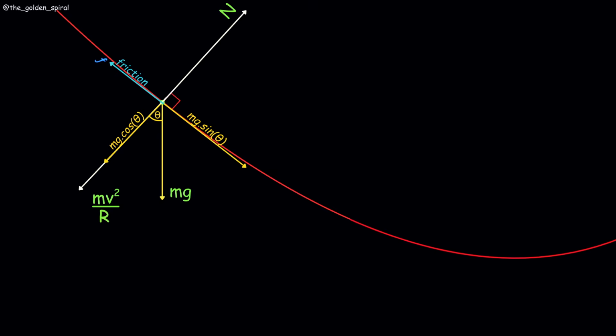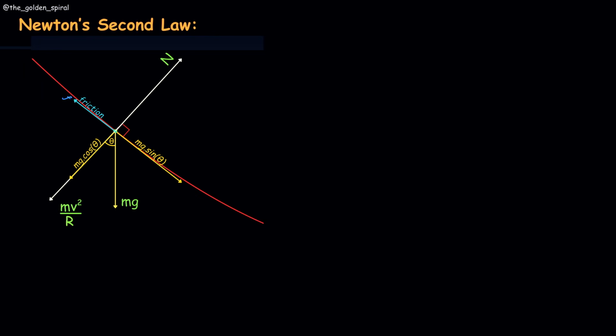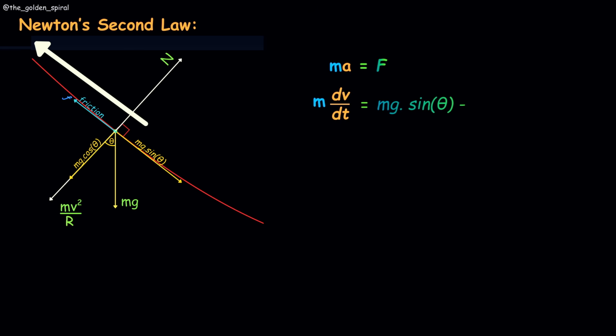From Newton's second law of motion, we know that mass times acceleration is equal to the applied unbalanced force that is causing the motion. Here, mass is just m. It is the mass of Tom Cruise. Acceleration is dv over dt. Now, here the force is all the force that is acting in this direction. That is mg sine theta minus the force that is acting opposite to it. That is friction force, which we can write as mu times N, where N is the normal reaction.